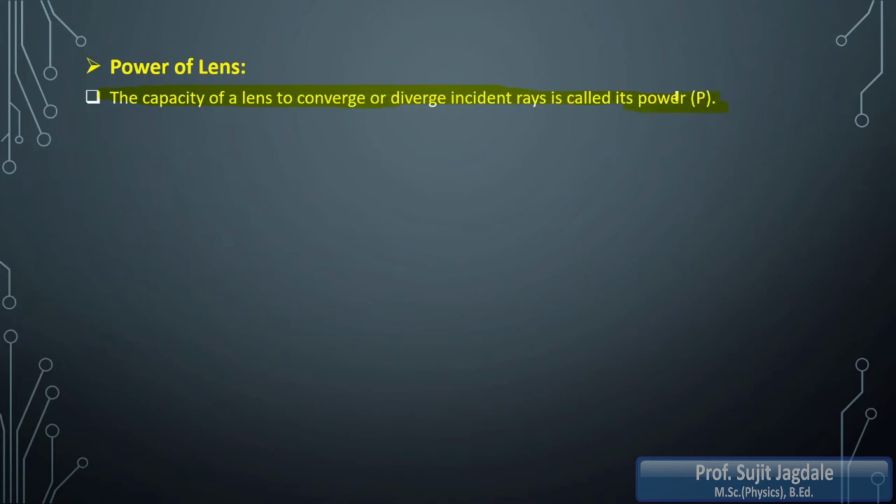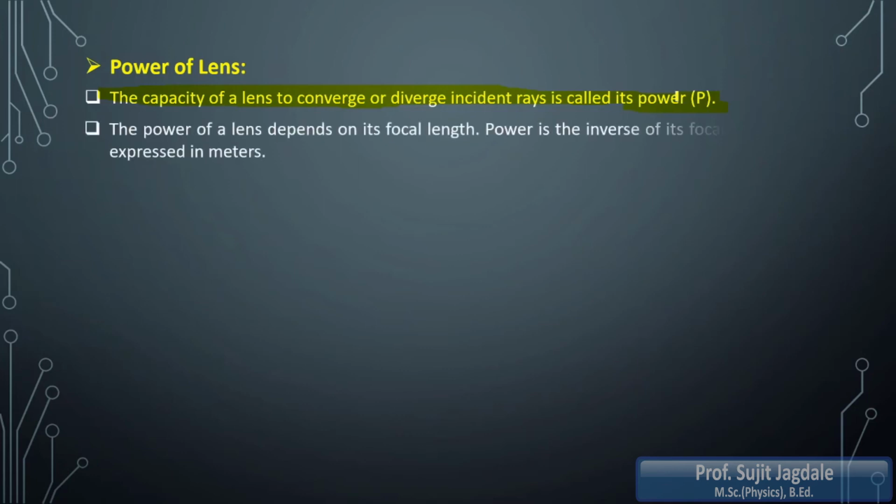So it totally depends on focal length. The power of a lens totally depends on its focal length, and power is the inverse of its focal length. So how are we going to define it? Power is the inverse of its focal length. Whose focal length? The focal length of that lens.